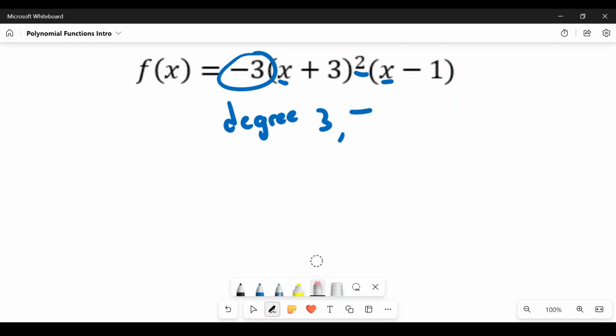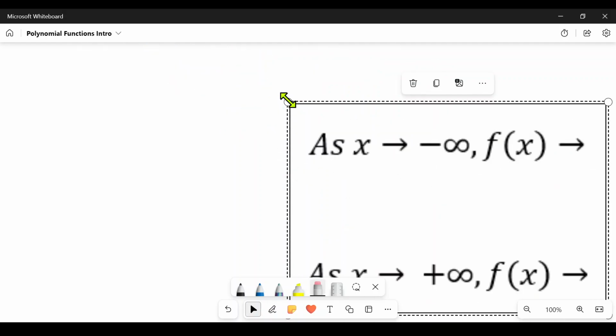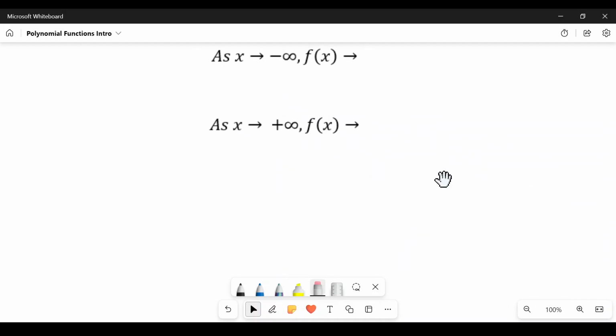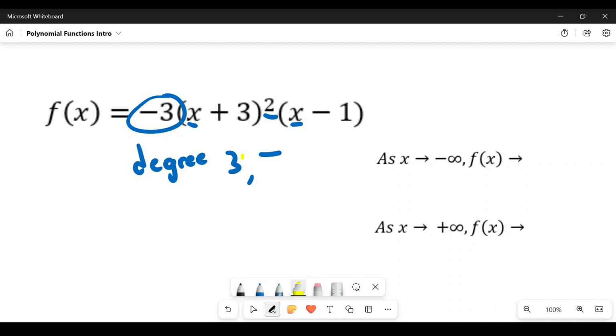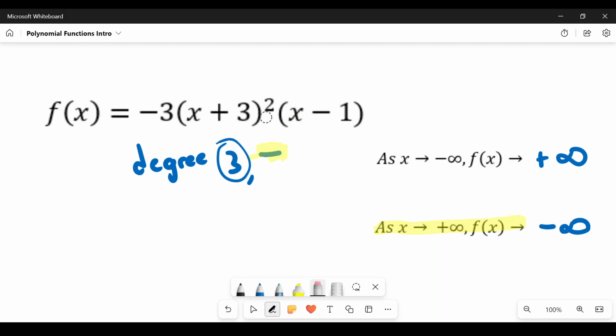That means I can write my end behavior statements. I'll just paste them again, even though that messes up the screen for a second. There it is. So what I have is a negative function, which means that the right-hand side of the graph is going to go down. And because it's an odd degree, the other side does the other thing. So they always disagree.